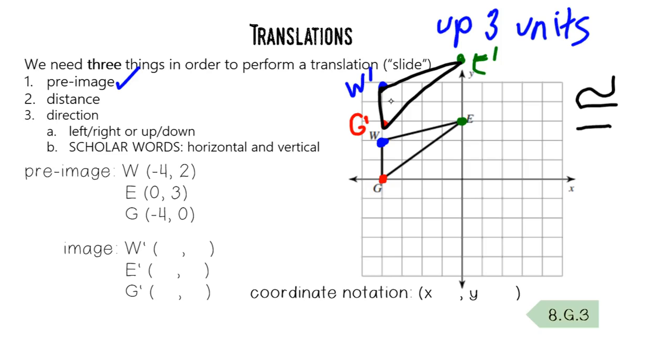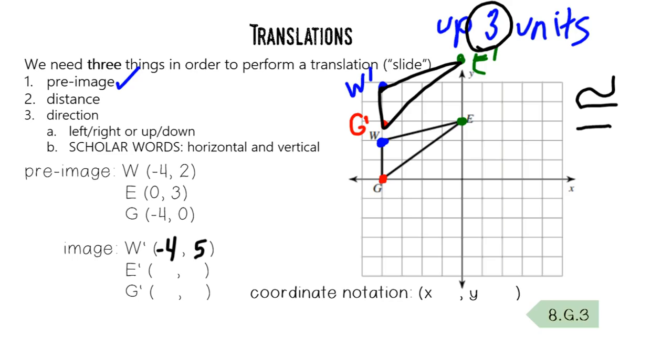I'm going to start with W prime. W prime's location is at -4, comma 5. Take a look at where W was. Take a look at where W is now. And think about where the number 3 is being shown in these coordinates.